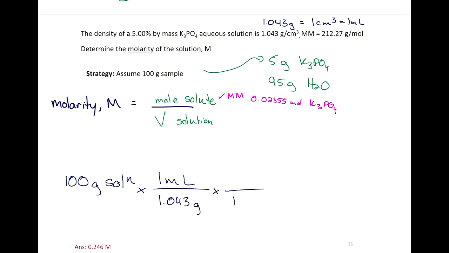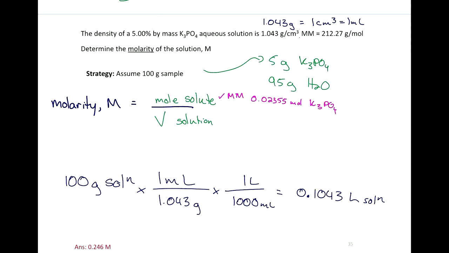And then I'll go ahead and convert to liters by dividing by 100, and so we get that this solution, if we have 100 grams of it, there is 0.1043 liters of solution present, and this is the number that goes in our denominator, all right?